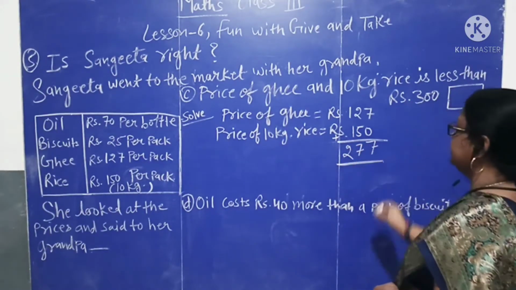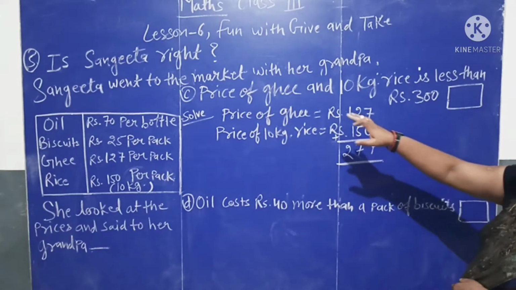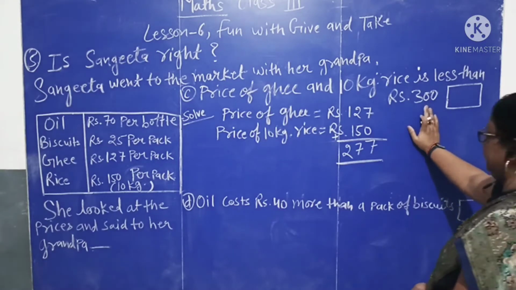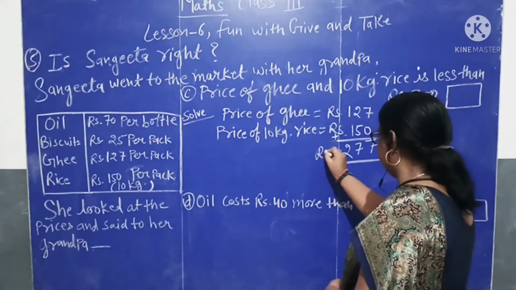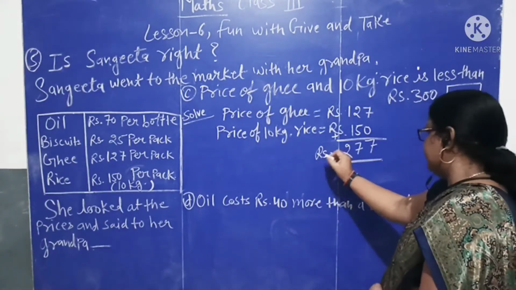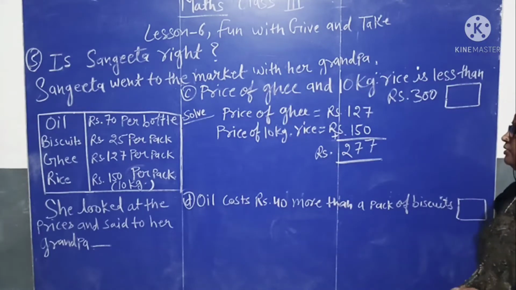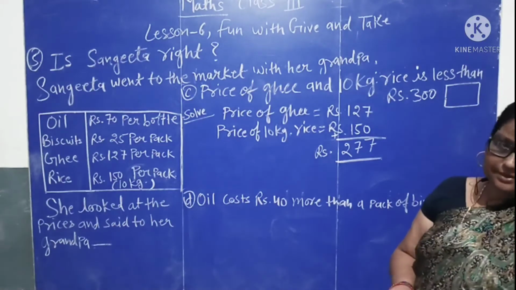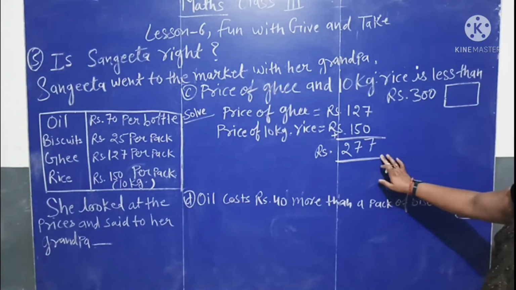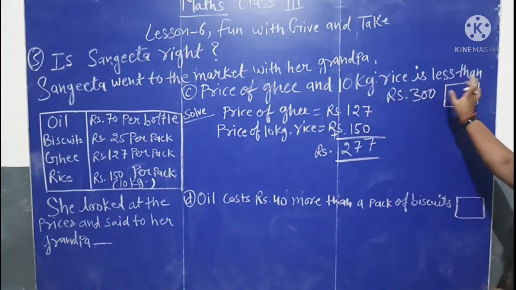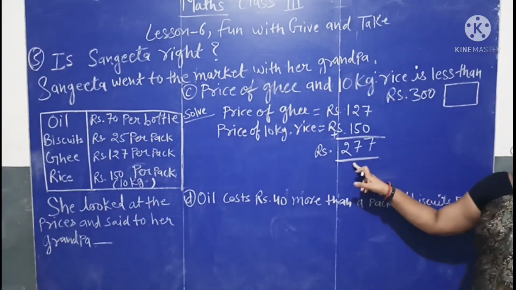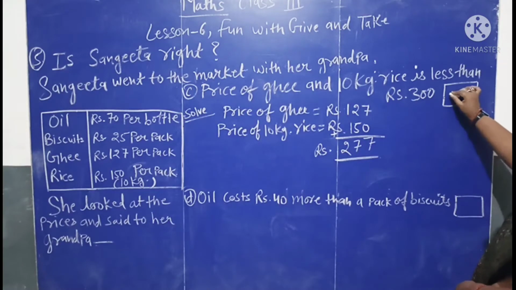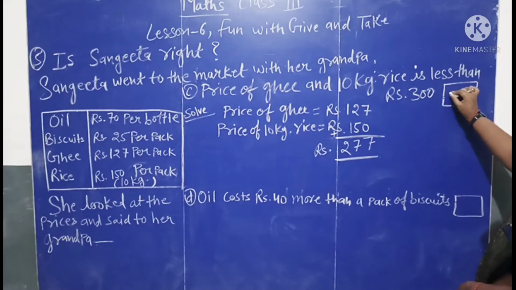So what is Sangeeta's statement? Price of ghee and 10 kg rice is less than rupees 300. Here is rupees 277, which is less than 300. So this time Sangeeta's statement is right, and Sangeeta is right, because the price of ghee and 10 kg rice is less than 300. So we put a tick in the box.